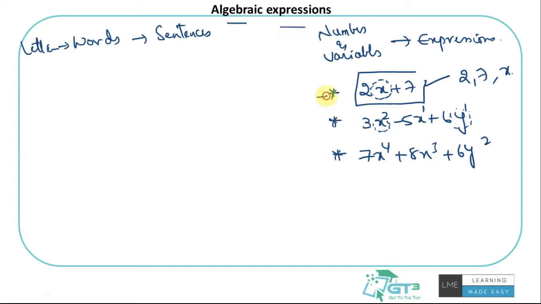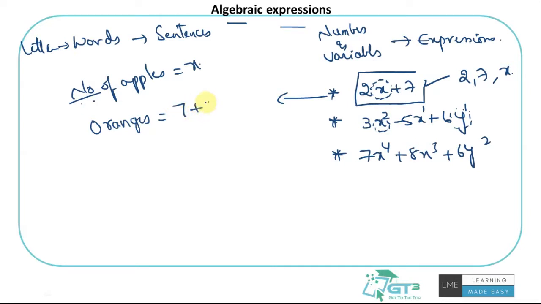So this could be translated into English like this. I don't know the number of apples, right? I am taking it to be x. If I say that the number of oranges he is carrying is 7 more than twice the number of apples, twice the number of apples is this 2x. 7 more means plus 7. So 2x plus 7 could be the number of oranges. Sometimes it can give a clue like that.